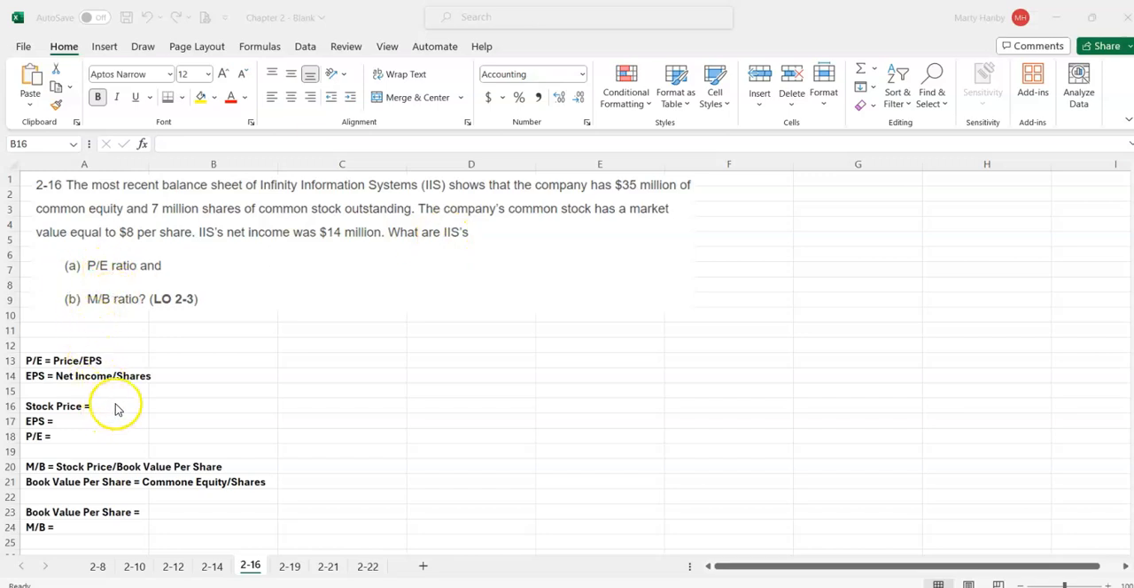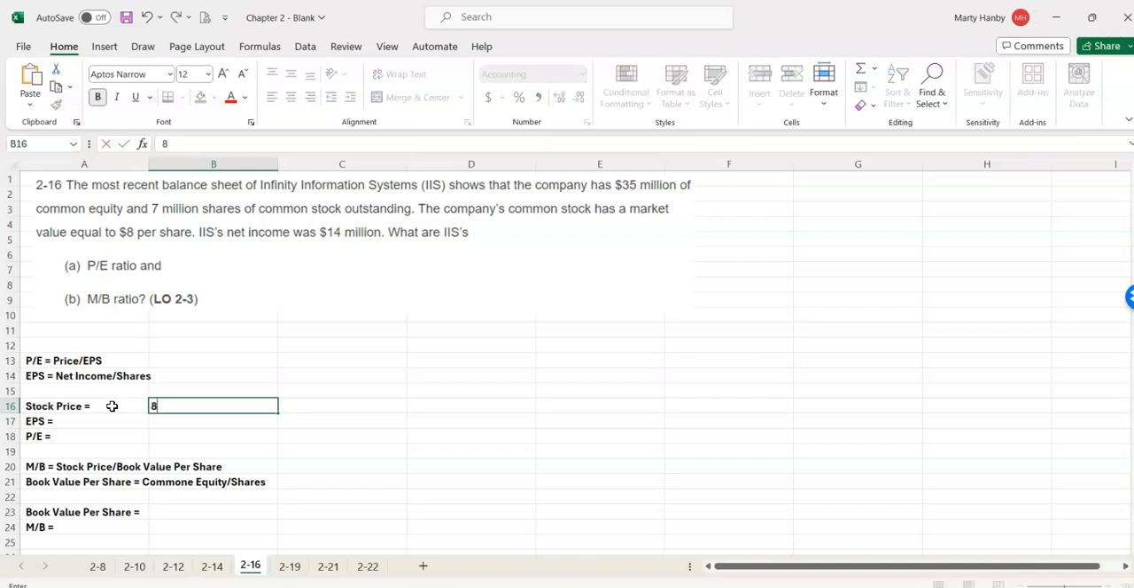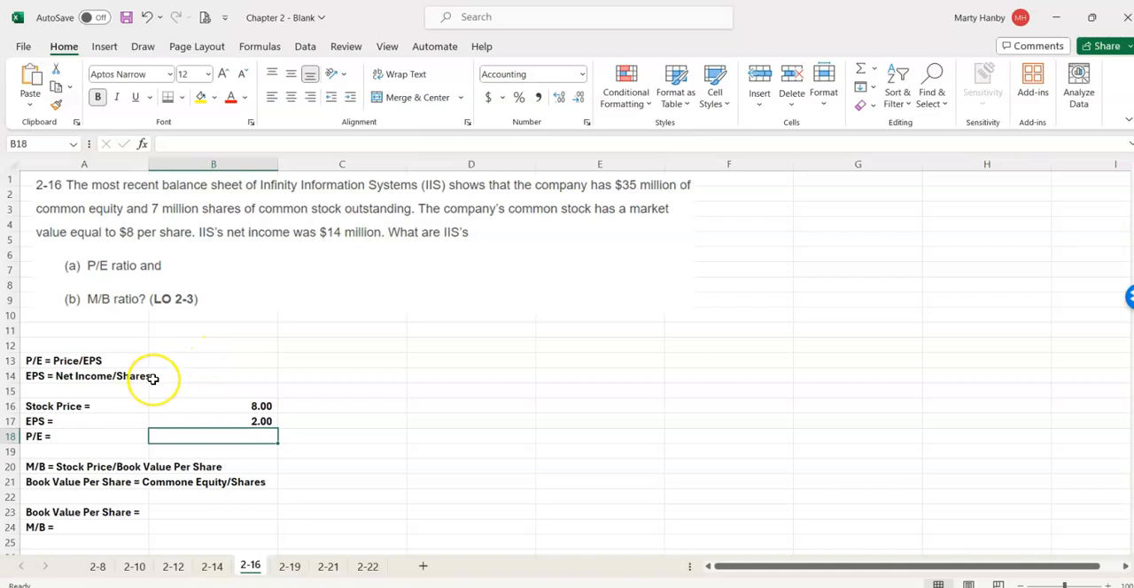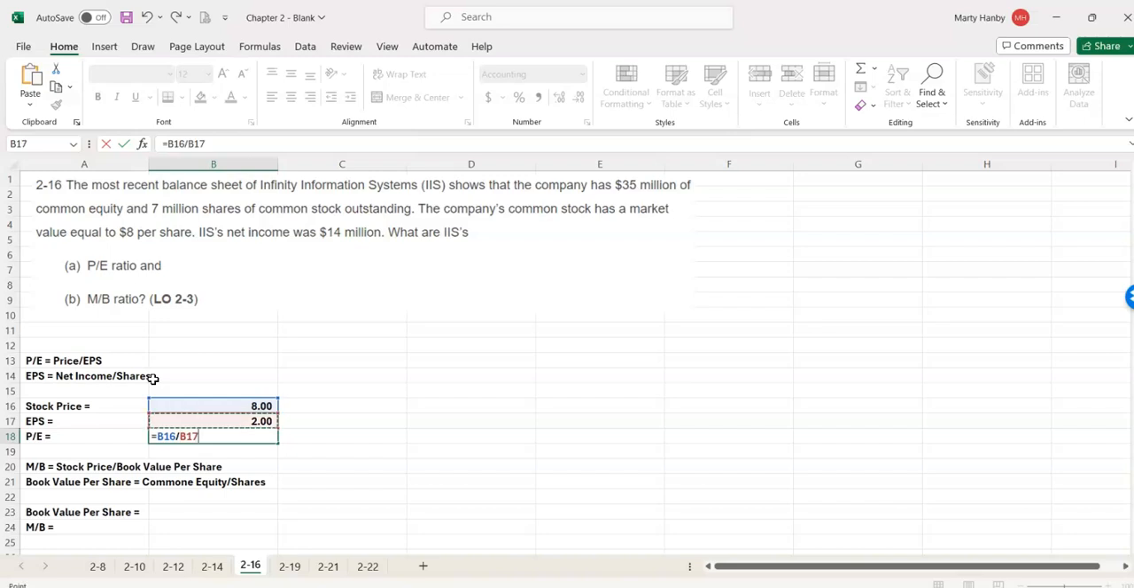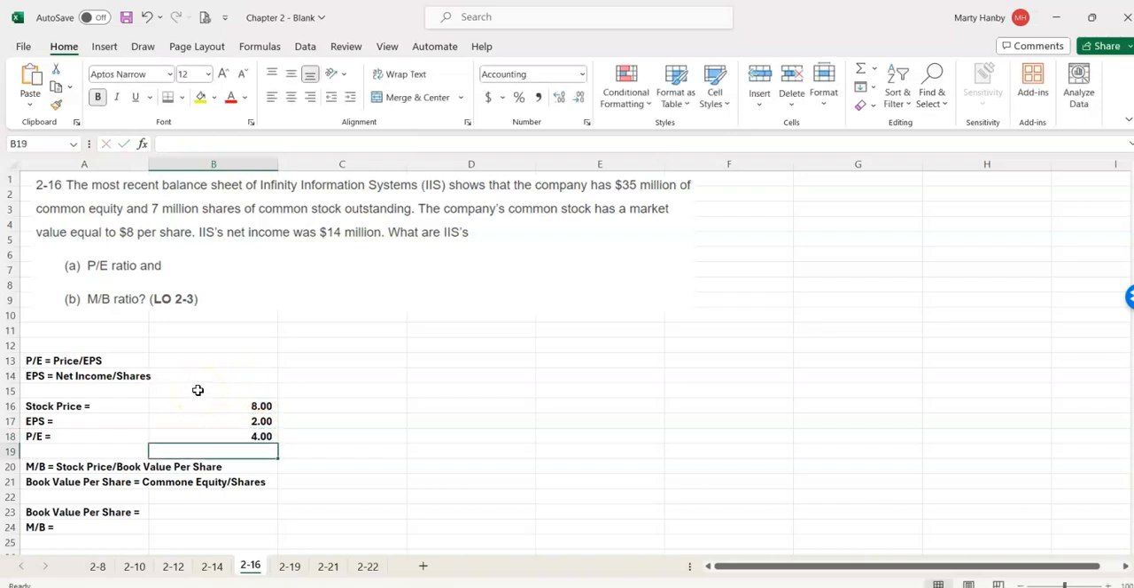So first thing we'll do, we'll calculate the PE ratio or price earnings ratio. So the stock price is $8 per share. The earnings per share are going to be the net income. So that's the 14, need an equal sign, 14 million divided by 7 million. I could have skipped the zeros. That's $2 per share in earnings per share. So my PE ratio is going to be $8 divided by $2. So my PE ratio is 4.